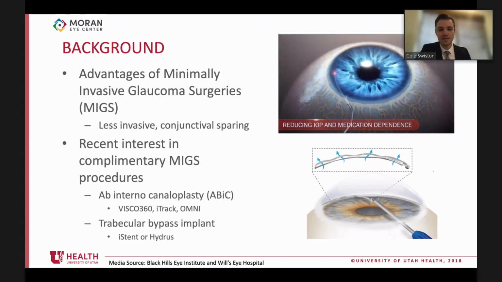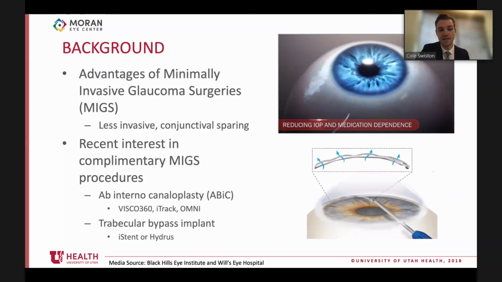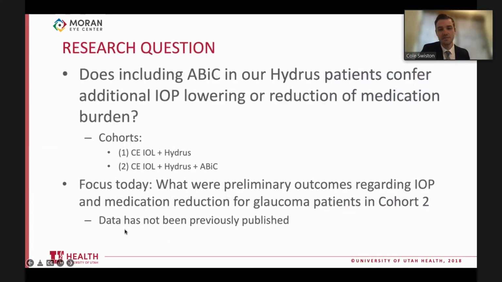It's also done because the goniotomy, as well as the dilation of the canal with the ABIC device, does facilitate placement of the stent. However, we don't have any data proving that we should be doing this. So our main question is, should we actually be doing canaloplasty in our Hydrus patients, and does it confer additional IOP lowering benefit and reduction of medication burden?